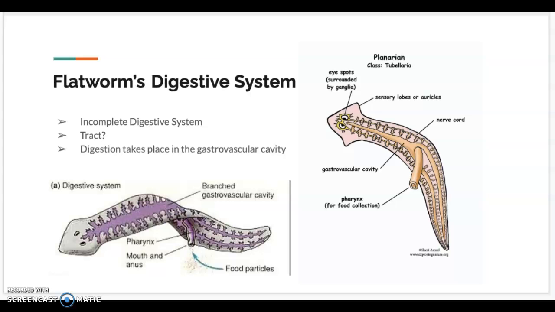And with the diagrams, you can see a flatworm is a bit odd in the sense that the mouth and anus isn't where you think it would be, like up here with the eyes. So it actually looks like it's on the organism's stomach. But it gets pulled into the pharynx right here and then into the gastrovascular cavity where it is absorbed and transported and then back out through the same opening.